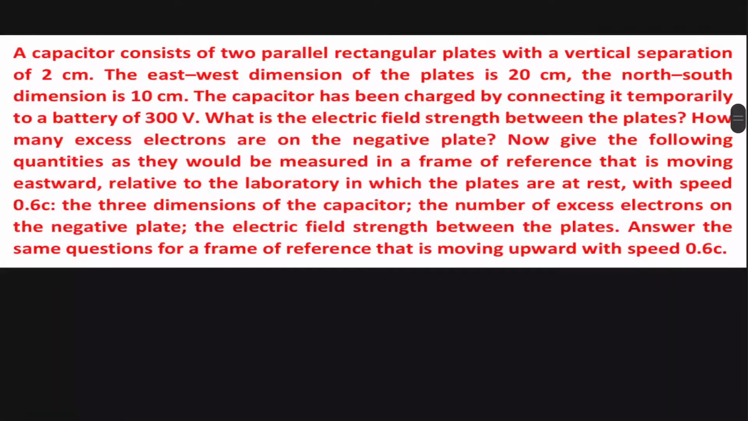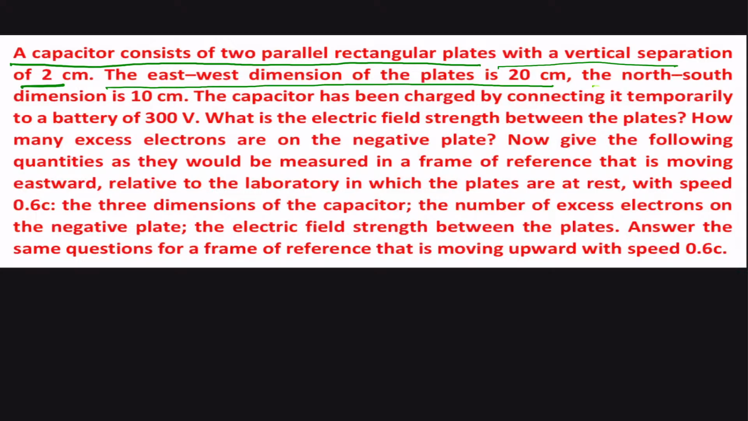It states that a capacitor consists of two parallel rectangular plates with a vertical separation of 2 cm. The east-west dimension of the plates is 20 cm and the north-south dimension is 10 cm. The capacitor has been charged by connecting it temporarily to a battery of 300 volts. What is the electric field strength between the plates?